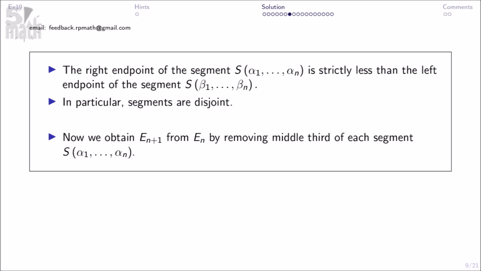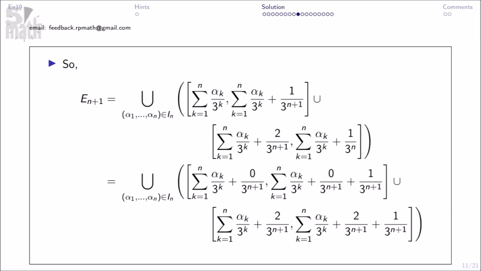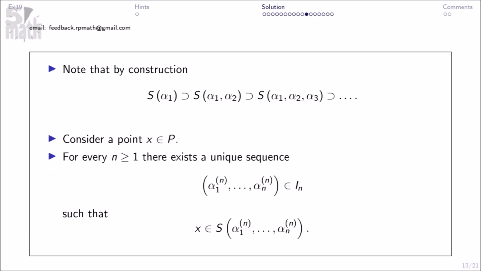Now we obtain En plus 1 from En by removing middle third of each segment here. Points that divide the segment into 3 equal parts are the following. So En plus 1 equals this. And continuing, it follows that En equals this for all n equals 1, 2, and so on. Note that by construction we have this.